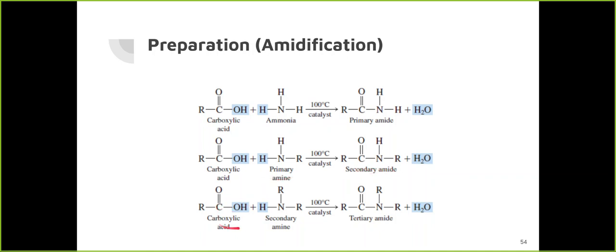And then you could take a carboxylic acid and react it with, yes, you guessed it, a secondary amine. And this will form a tertiary amide. So this nitrogen has essentially 3 R groups on it. And so this is a tertiary amide. Any questions there?